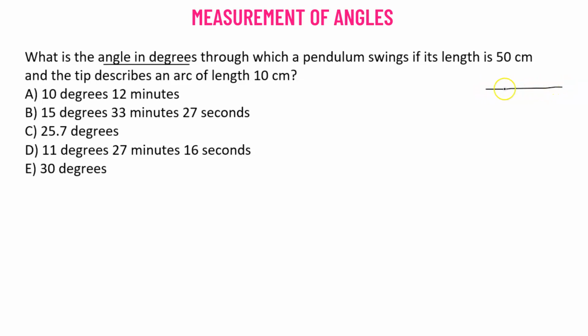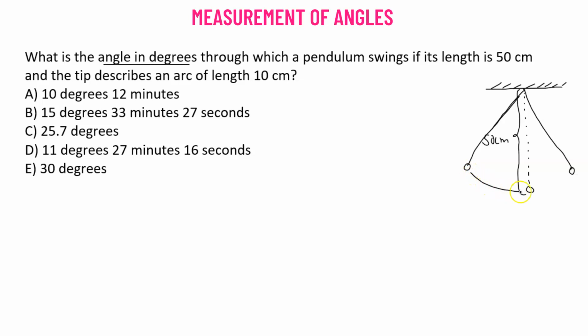So here we have a rigid surface. Now from the rigid surface, there hangs a pendulum, and this particular pendulum has a length of 50 centimeters. So that's given to us. So this length is 50 centimeter. Now let's say the pendulum is swinging. As it swings, this is the position, and one more position will be there, which will be to the left hand side. So that's this particular position.